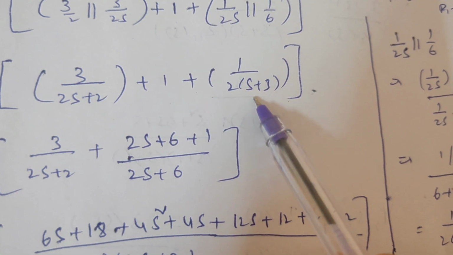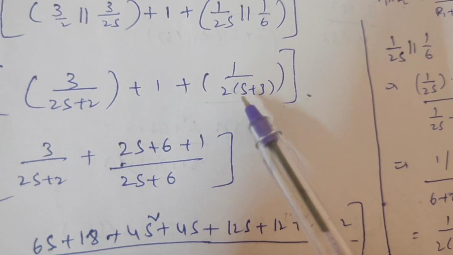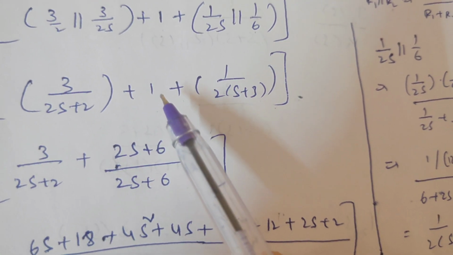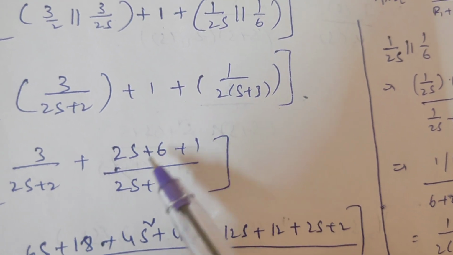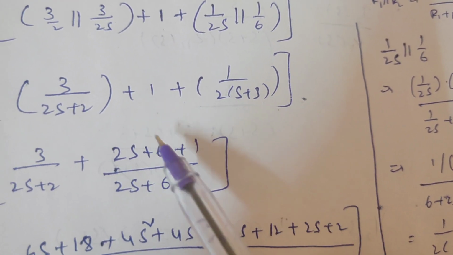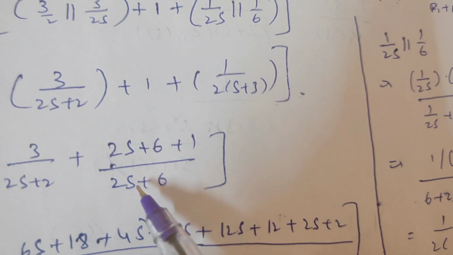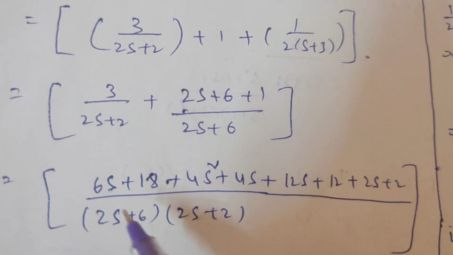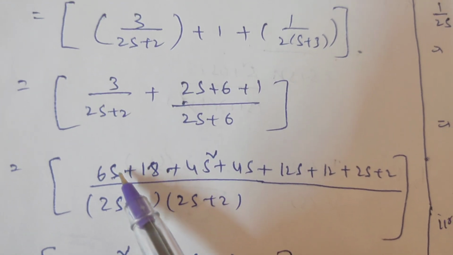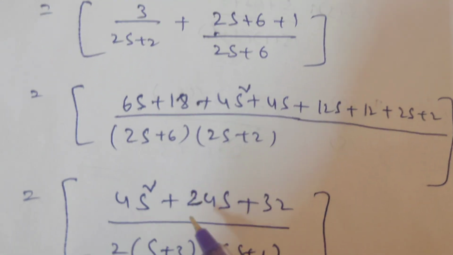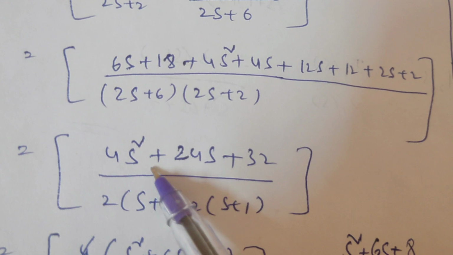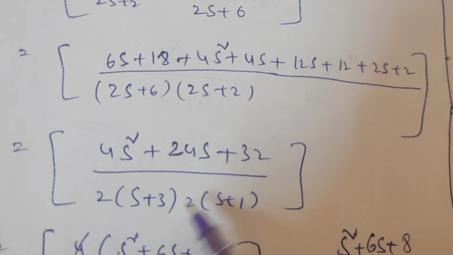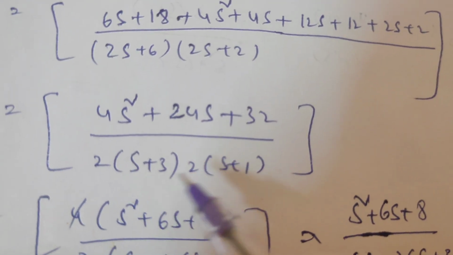Taking the LCM, this becomes 1 into 2s plus 2 into 3 is 6, plus 1 by 2s plus 6. So here I am taking the entire LCM. Upon simplifying this, we get a value of 4s square plus 24s plus 32 by 2 into (s plus 3) into 2 into (s plus 1).